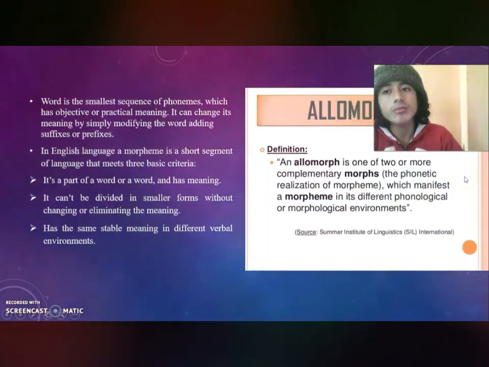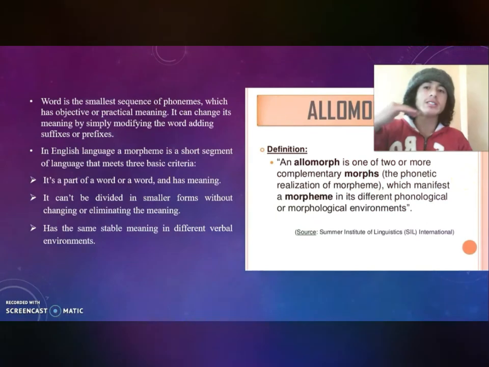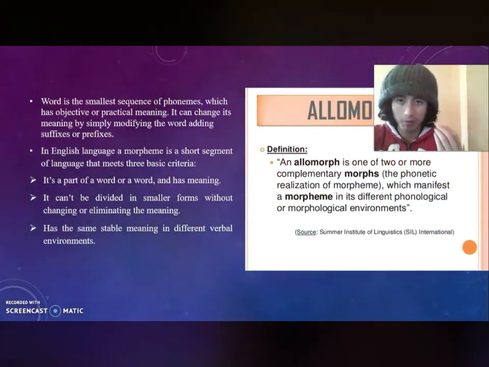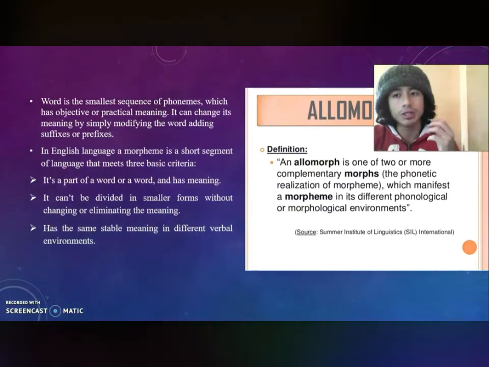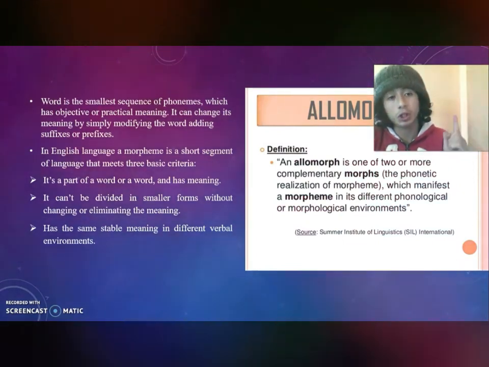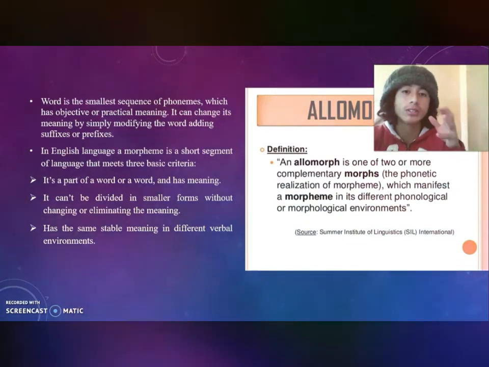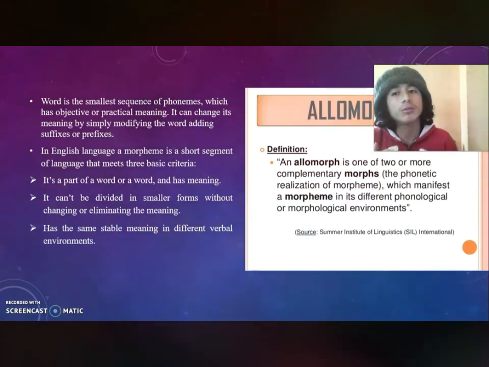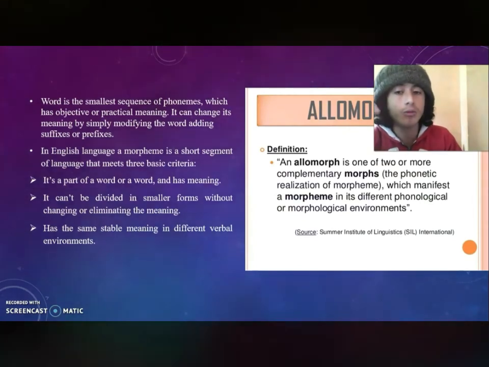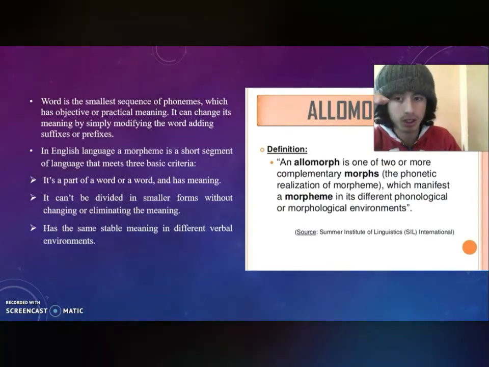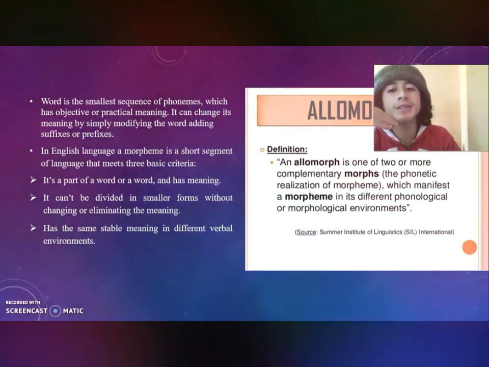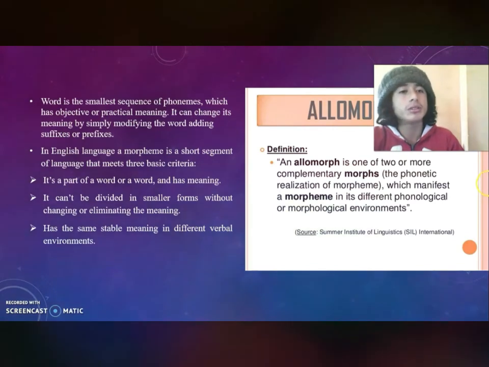As we know, the word is the smallest sequence of phonemes which has an objective, practical meaning. It can change its meaning by modifying the word, adding an affix. So, in the English language, a morpheme is the short segment of language that meets three basic criteria. It's a part of a word or a word and has meaning. It can be divided into smaller forms, and has the same stable meaning in different verbal environments.